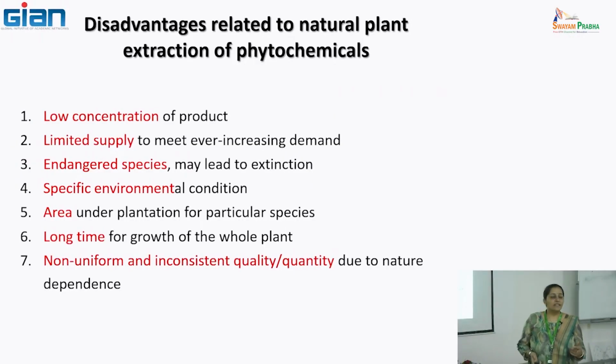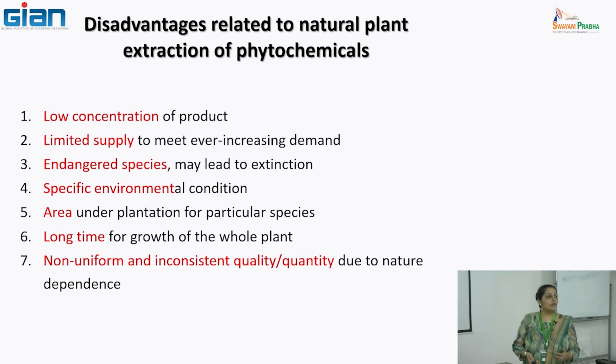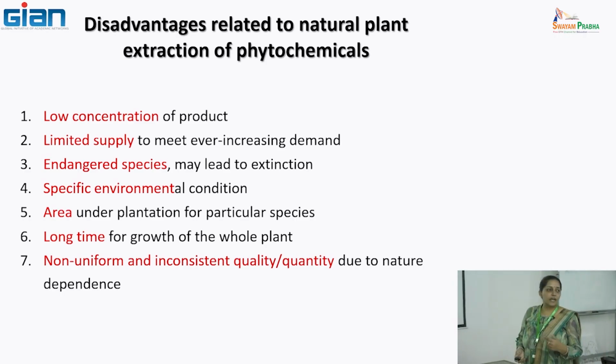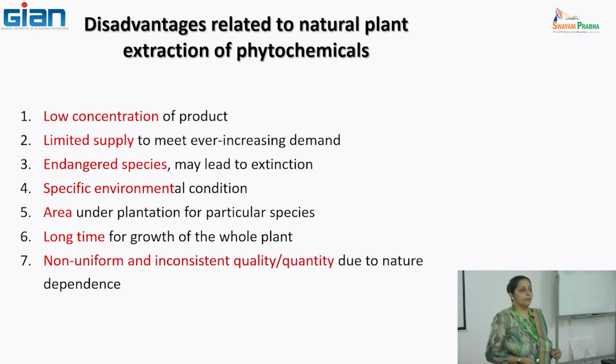Now, because of the limited supply, because there is geographical dependence and climatic dependence, obviously there is limited supply. Many of these are rare species. Many of these are endemic species, not easy to procure. So that becomes a limitation to extract out the phytomolecule. They need specific environmental conditions.